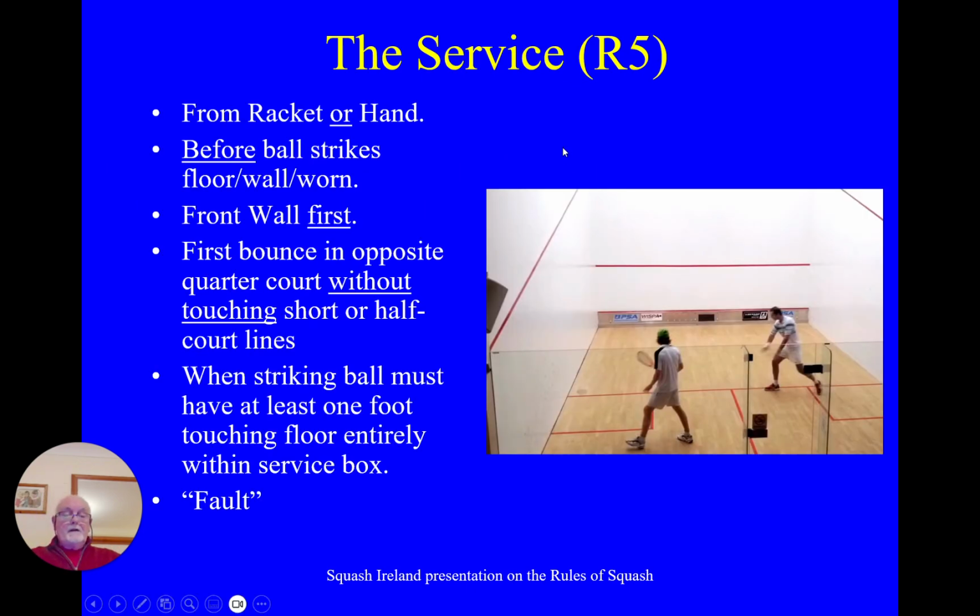Rule 5 deals with the service. The ball must be dropped from the racket or the hand, and before the ball strikes the floor or a wall or anything worn by a player, it must be struck by the server.